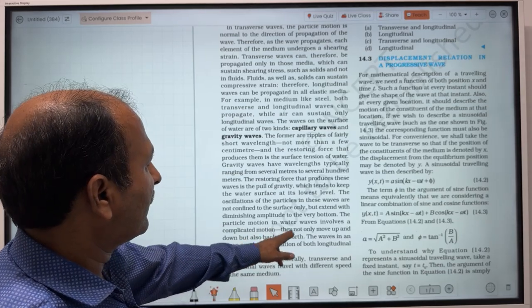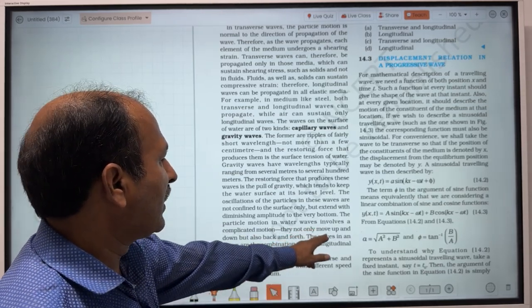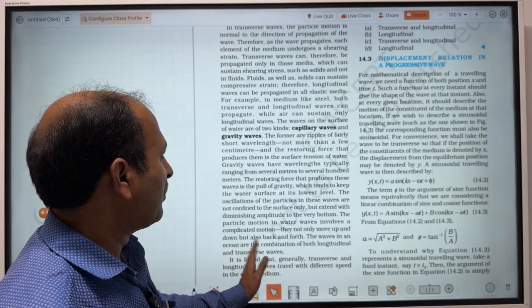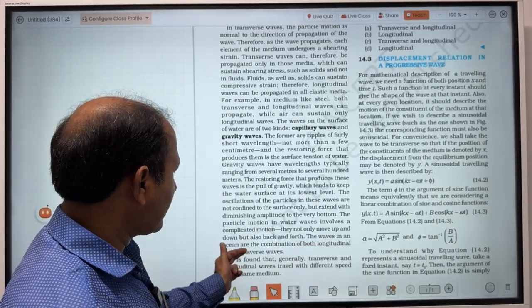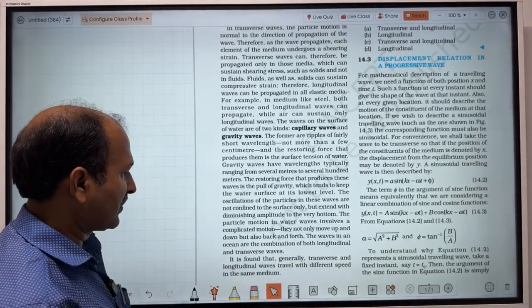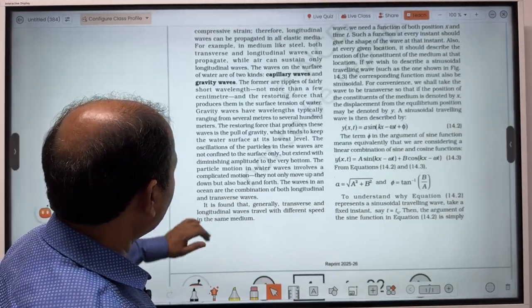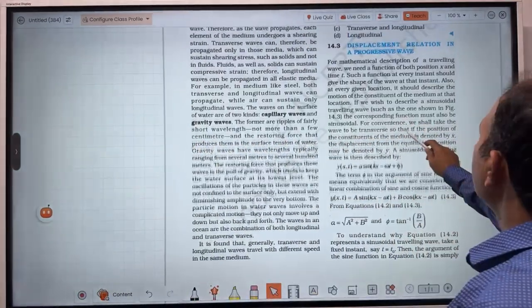The particle motion in water waves involves a complicated motion. They not only move up and down but also back and forth. The waves in an ocean are a combination of both longitudinal and transverse waves. Now, further, these are some basic points that I am just reading to make you understand.